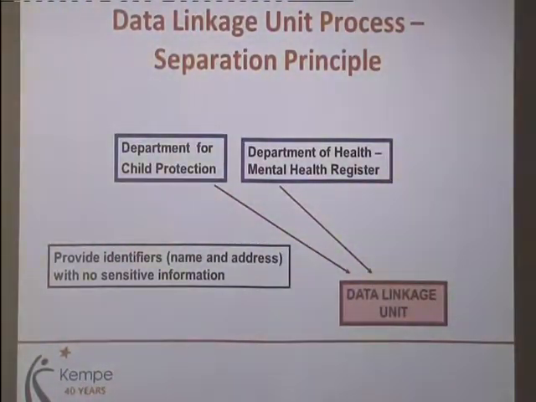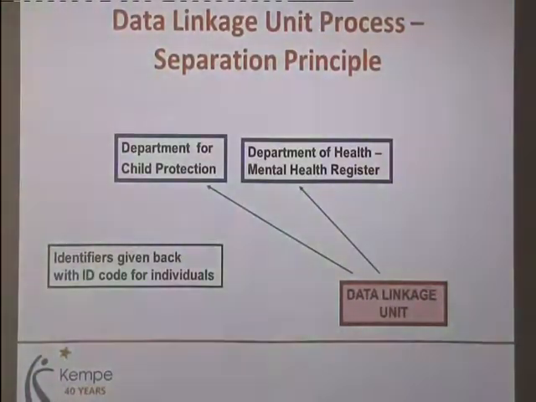But they don't provide any information about what happened in the child welfare system. They don't provide any information about what sort of mental health issues the individuals might have experienced. All they do is provide the identifiers. So the data linkage unit combines those data and then sends back a single ID to both systems. That's an encrypted ID, so that ID then corresponds to the individuals in both systems.